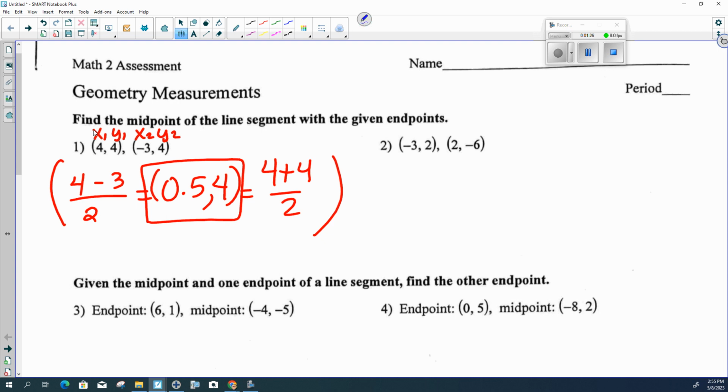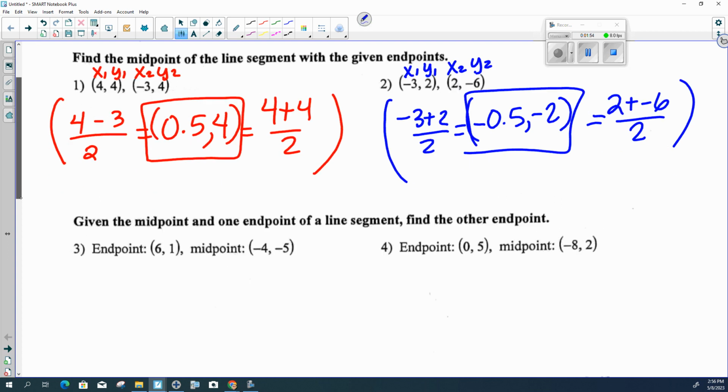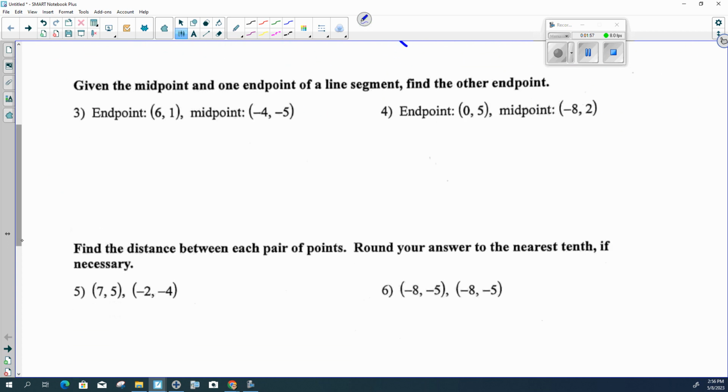So same idea here. x1, y1, x2, y2. I'm finding the average of those x values. And over here, to find the y, let's add those together. So negative 4 divided by 2. So that is my answer. It's an ordered pair. I think the most questions were asked about this one.